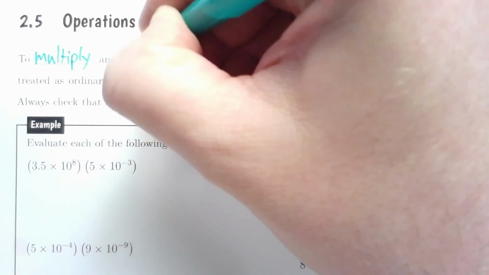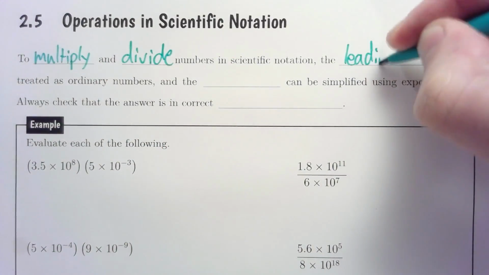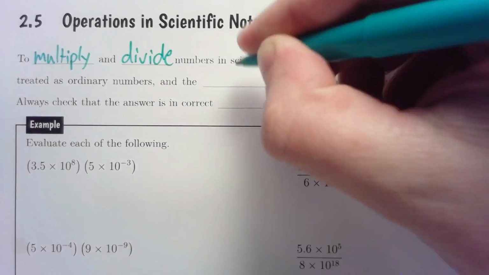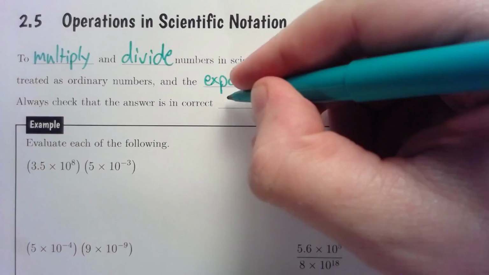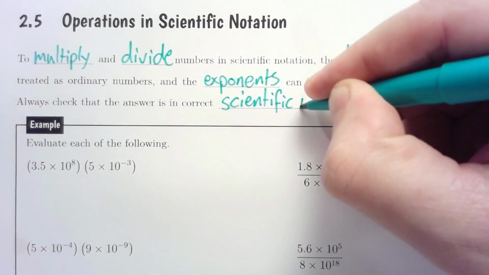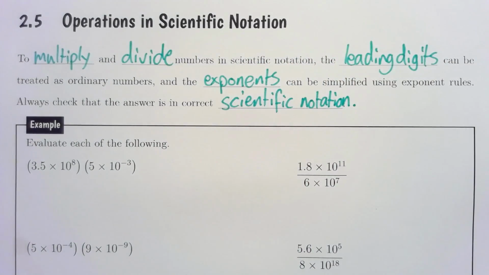To multiply and divide numbers in scientific notation, the leading digits can be treated as ordinary numbers, and the exponents can be simplified using the exponent rules. We should always check that the answer is in correct scientific notation, because multiplying and dividing can cause our numbers to change their place values.